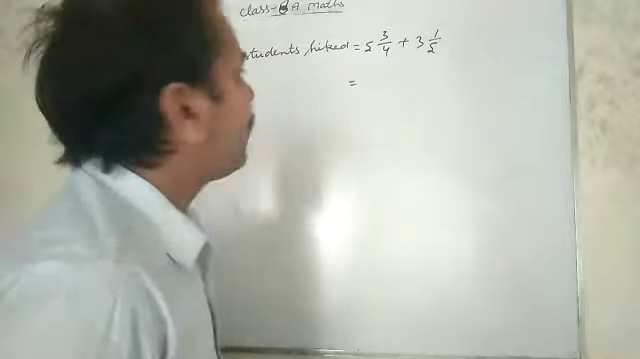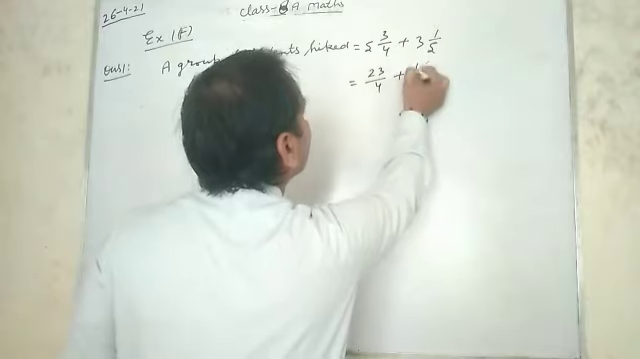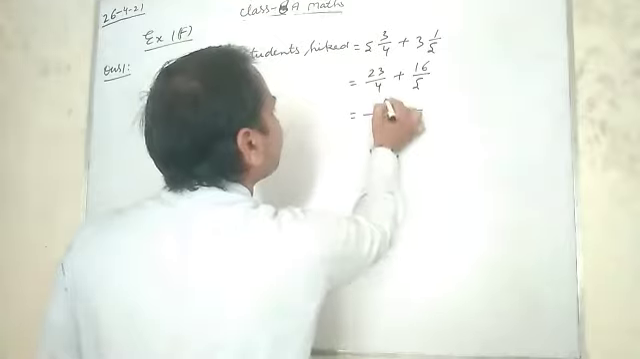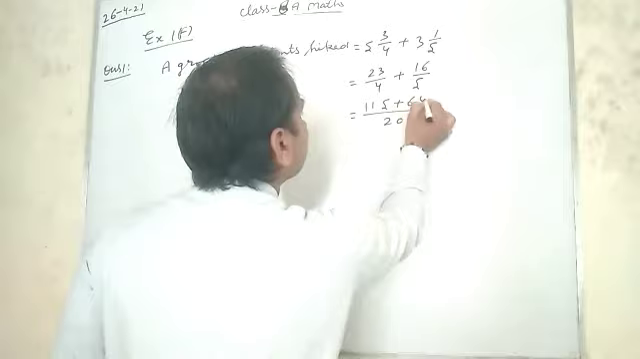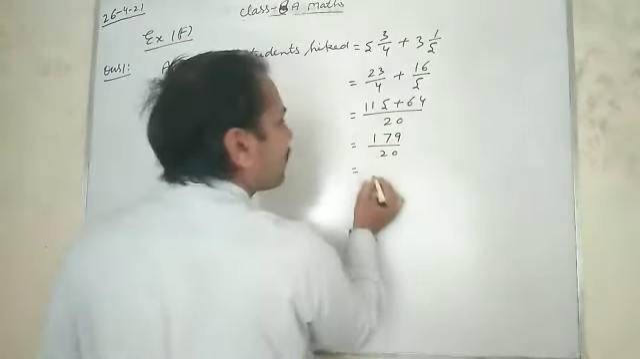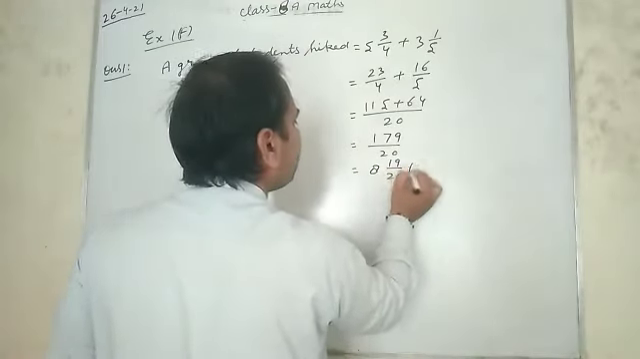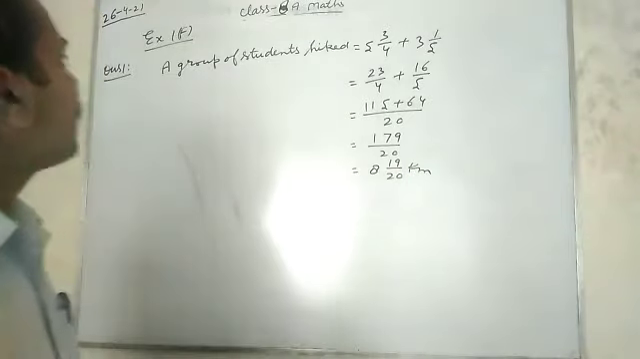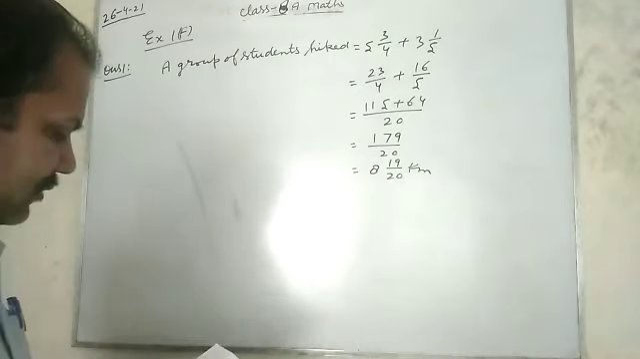So add it. So converting improper fractions. So this 23 by 4 plus 16 by 5. Take LCM, 20. 5 fours are 20, 16 fours are 64. Add it. Then convert in mixed fraction. So 8 19 by 20 kilometer. They hiked, the group of students, 8 19 by 20 kilometer.